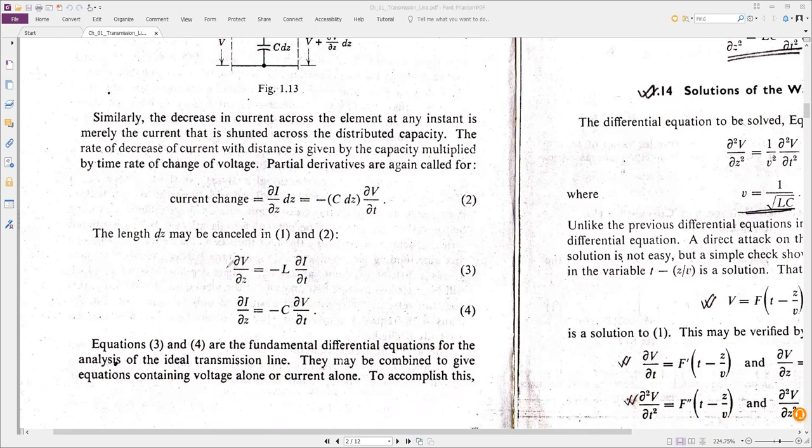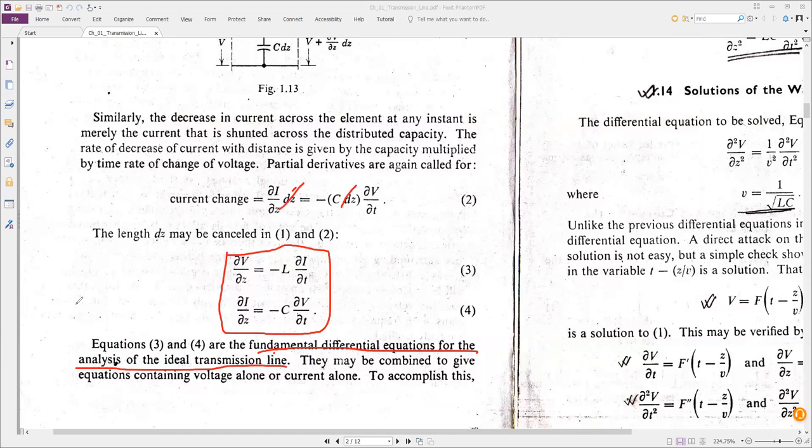See, these two equations are there. And how these two equations come: just consider dz. If you consider the dz, then it becomes like this. Okay. So these two equations, 3 and 4, are the fundamental differential equations for the analysis of the ideal transmission line.